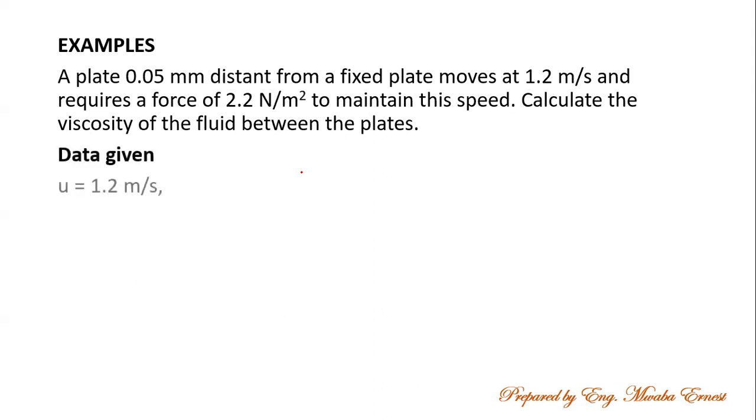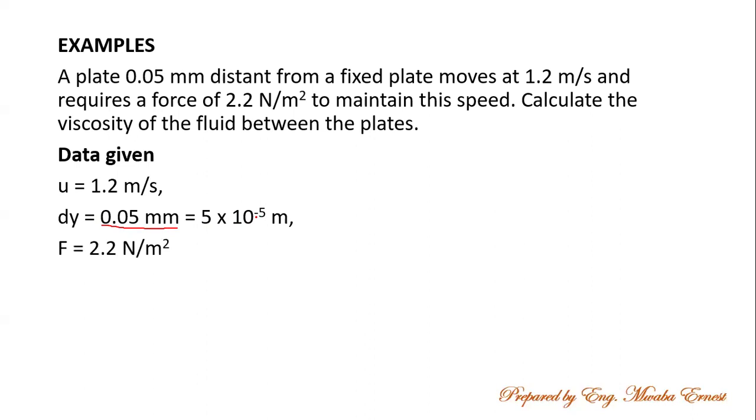What have we been given? We've been given the speed of movement of the plate. We've been given the thickness, the distance between the two plates, 0.05 millimeters. We are not going to leave it in millimeters. We convert it to meters because it's in meters per second. So as per tradition, we divide this by 1,000. When you divide this number by 1,000, what you get is 5 times 10 raised to the power negative 5.